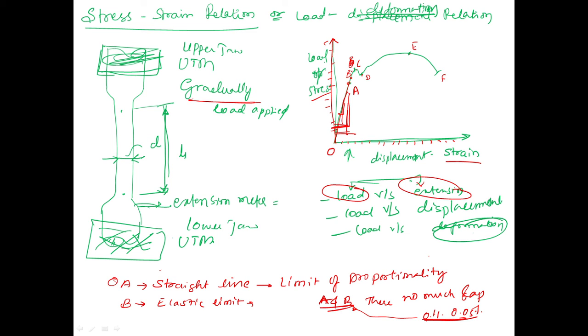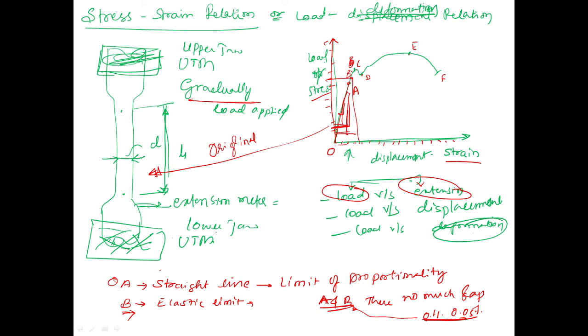Now, as you are applying the load gradually, suppose you remove the load somewhere between the points O and A. Now the component is going to get its original shape. You are going to get the original shape up to the elastic limit. Once you exceed the elastic limit, your component does not regain its original shape.